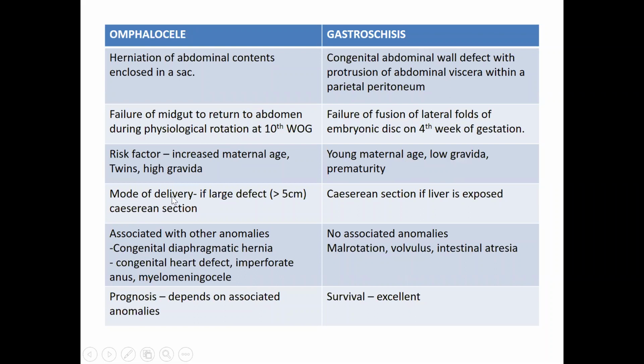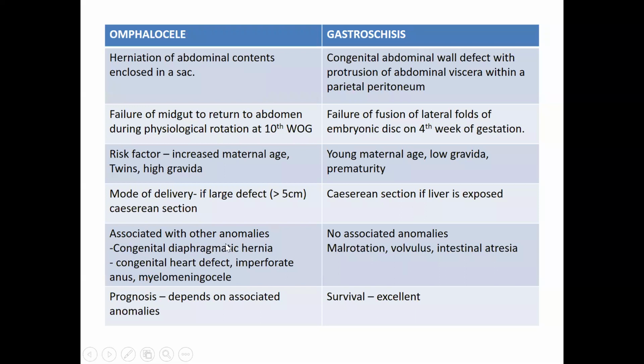Okay, so mode of delivery. If the defect is large, more than 5 centimeters, then we can do a cesarean section. Otherwise we can try for normal delivery as well. Cesarean section is also done if the liver is exposed; if only intestine is exposed it is not necessary, but if the liver is exposed we do the cesarean section.